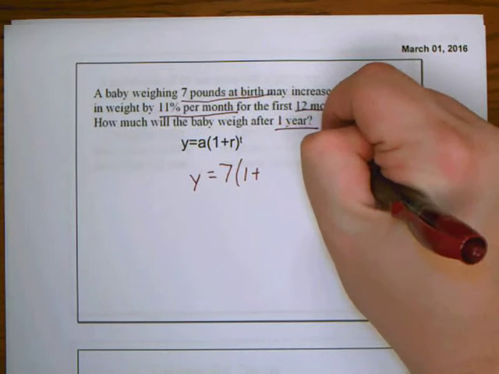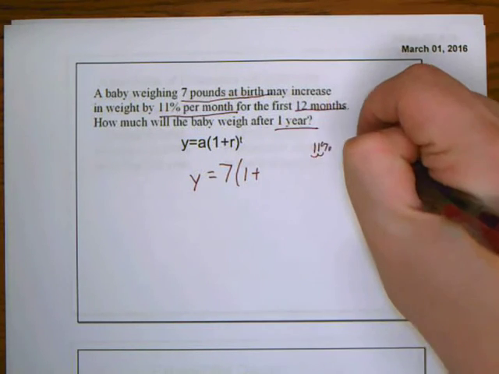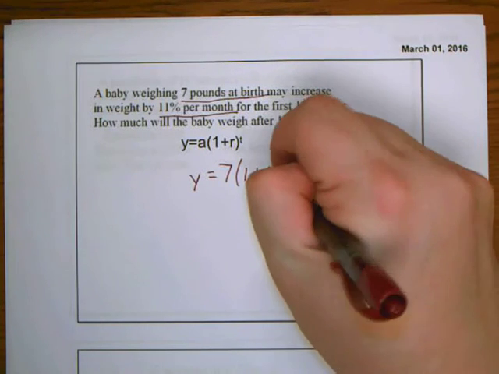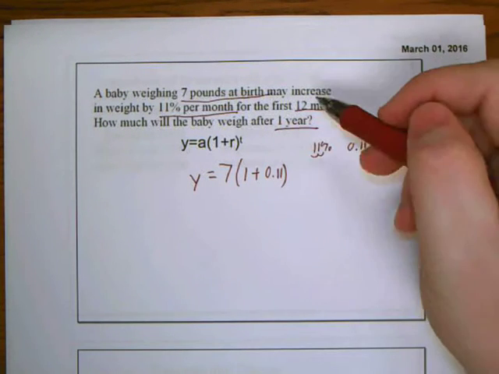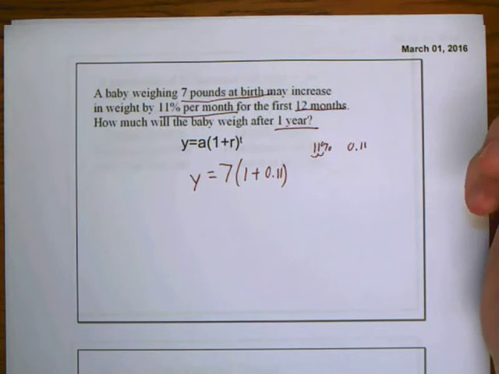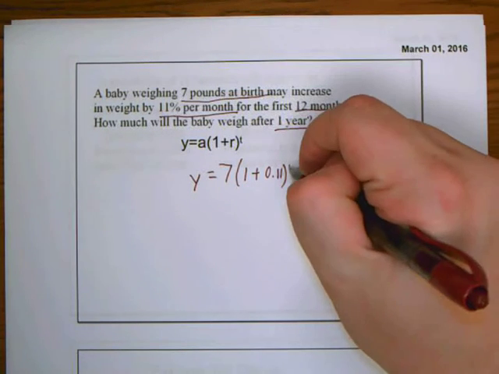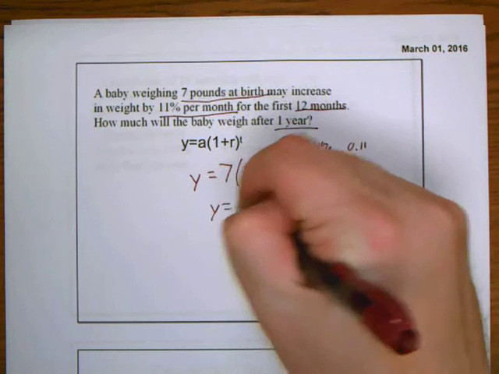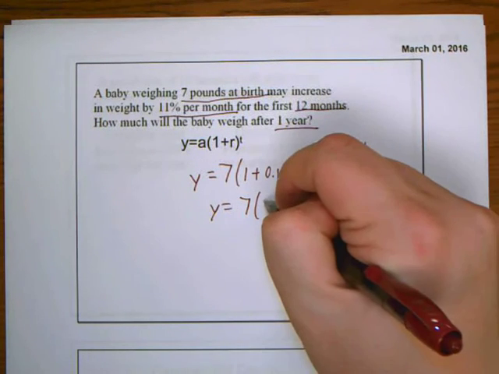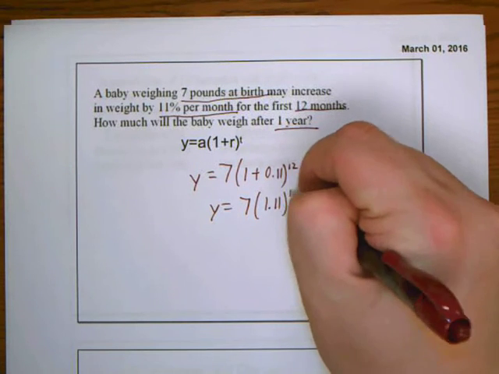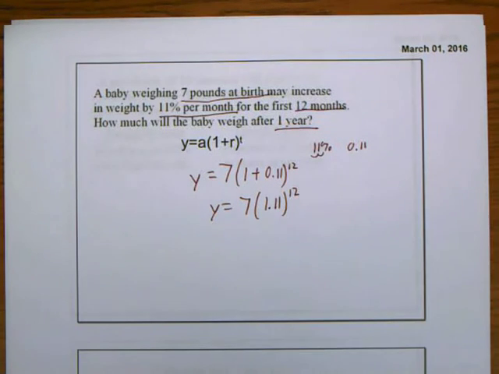We're going to have 1 plus. This time it's 11%. So if we move that to be a decimal, it's going to be 0.11. And it's for the first 12 months, and the baby will weigh after 1 year. It's per month, so that's going to be a 12 for our t. 1 plus 0.11 is going to be 1.11 raised to the 12.